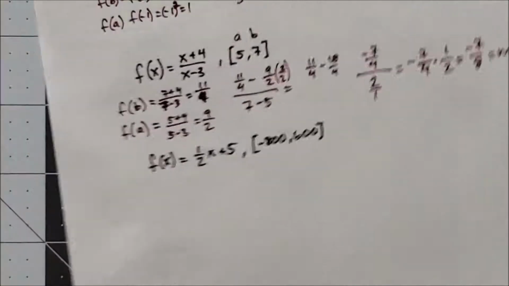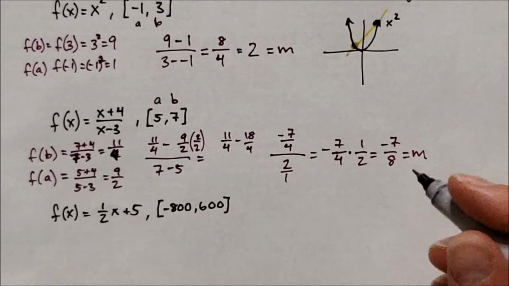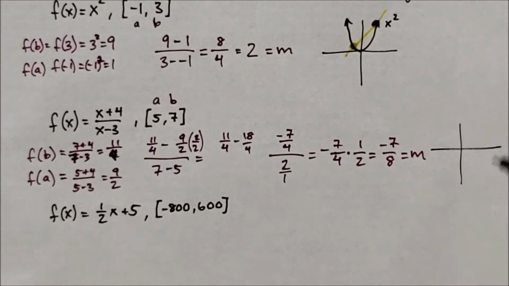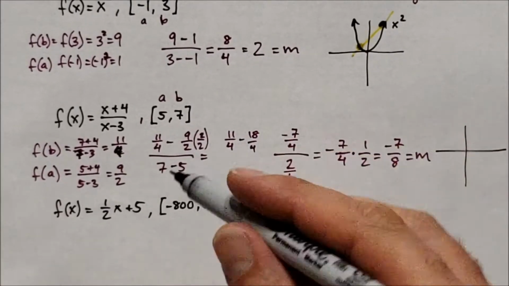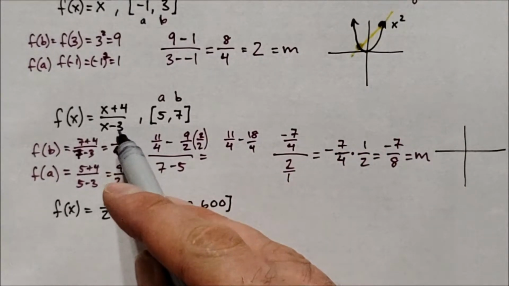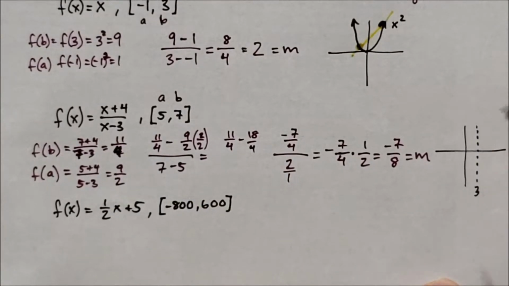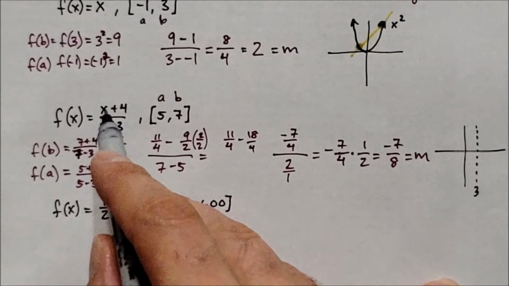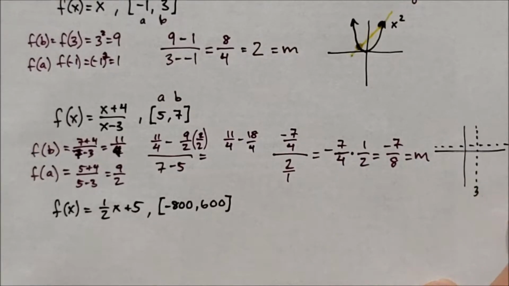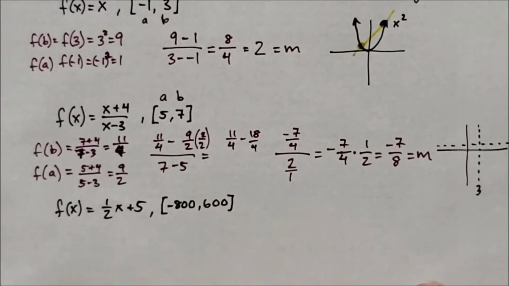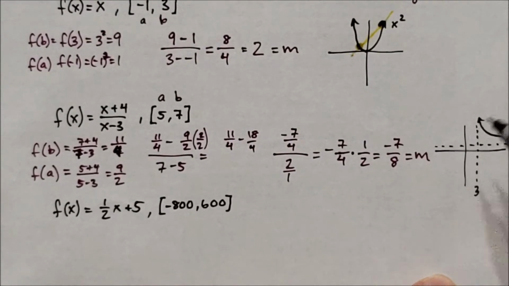Let's look at this graphically to see if it makes much sense. This graph, let's see if we have enough room here. We see that it has a vertical asymptote at positive 3. X cannot be equal to positive 3. We also have a horizontal asymptote at 1 divided by 1, which is 1. And the graph is going to look about like this.